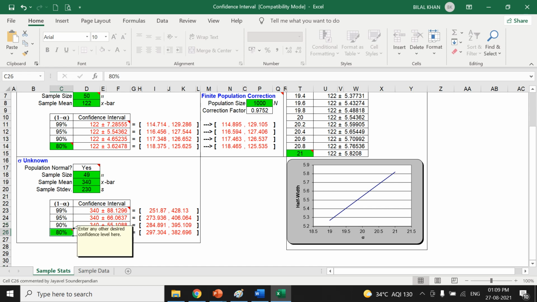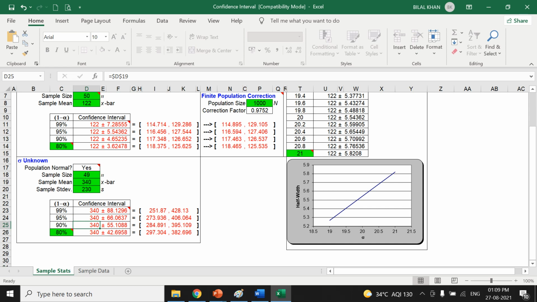You can put in any value that you want. For 50%, you can get this. So we are interested in the 90. We look at the corresponding row and it gives us 340 as your point estimate and 55.10 as your margin of error.